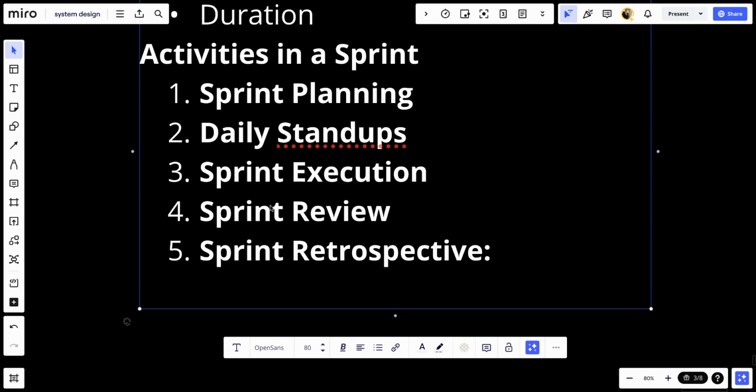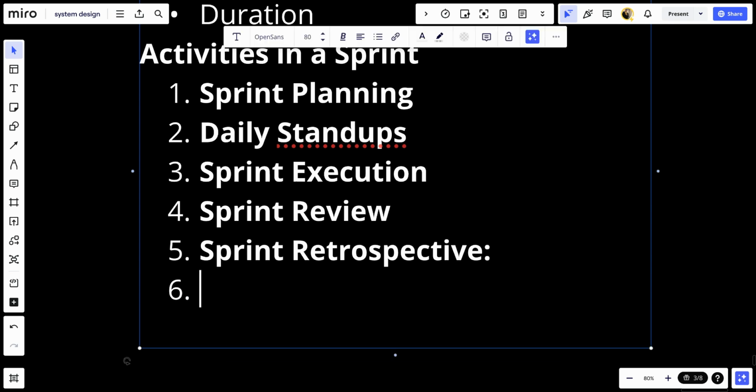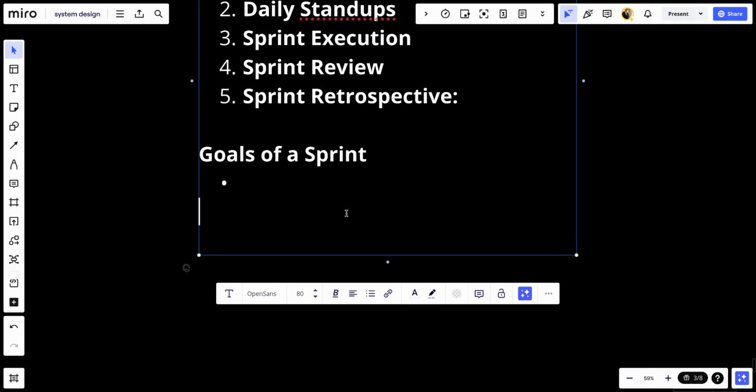Okay, so let's talk about the goals of the sprint. The first thing is delivering an increment. The primary goal of each sprint is to produce a potentially shippable product increment that meets the definition of done.